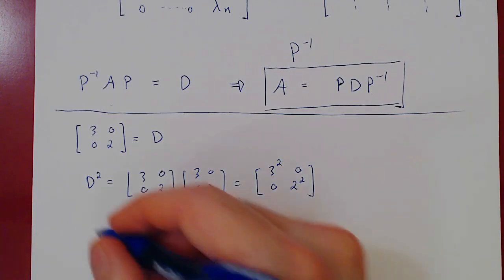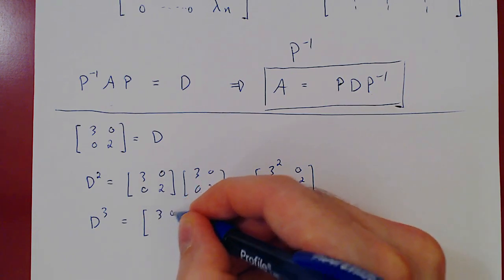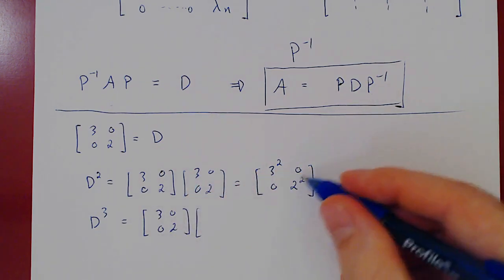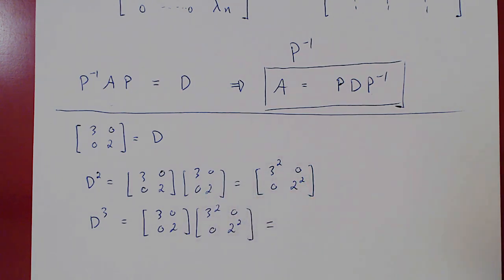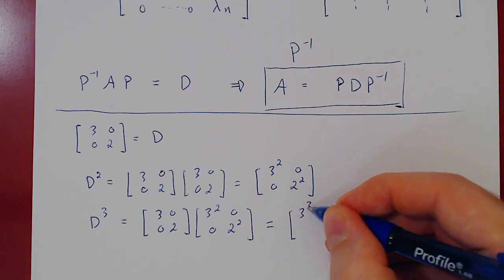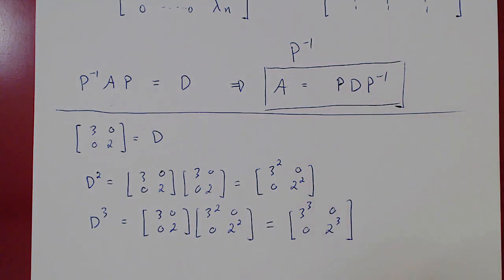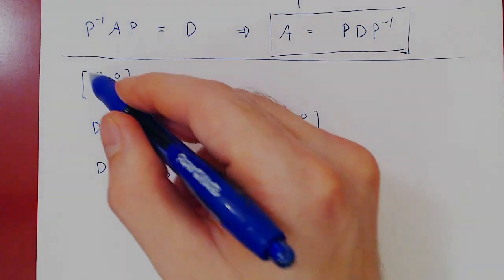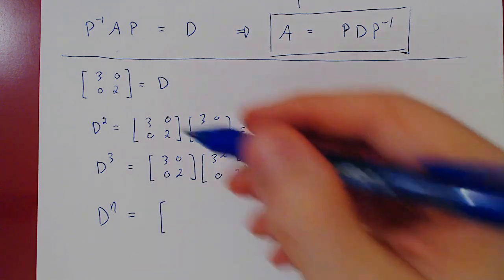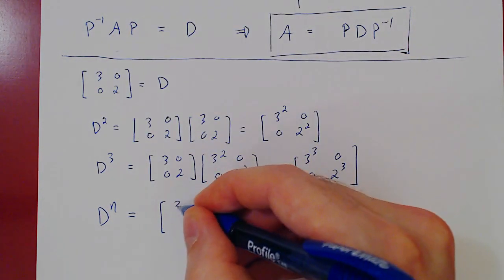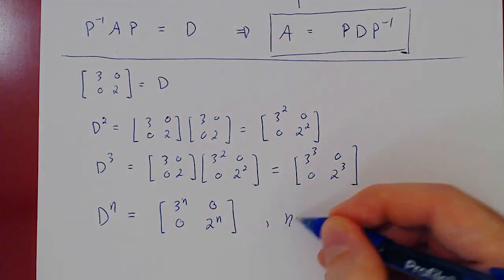If you find the third power of D, so D cubed, this will be D times D squared. So D times D squared, 3 squared, 0, 0, 2 squared. And if you multiply, you'll find this will be 3 cubed, 0, 0, 2 cubed. And in general, you can see where this is going. If you ask, well, given that D is a diagonal matrix, what is D to the nth power for any n? What you get is simply the nth power of the diagonal entries. So 3 to the n, 0, 0, 2 to the n for any n greater or equal to 1.